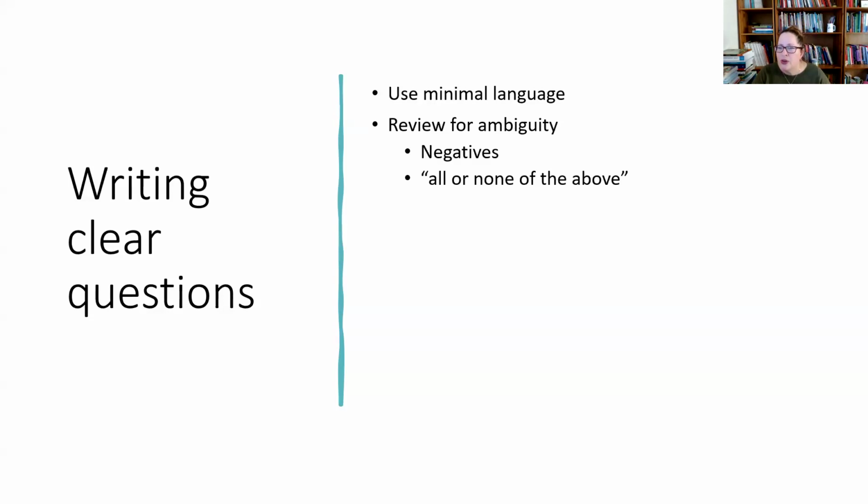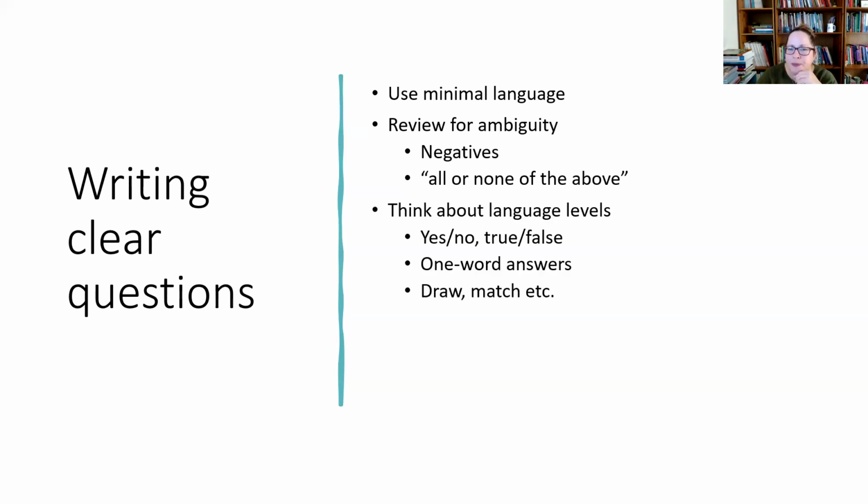Review all of your questions for ambiguity. Don't use negatives. Don't say which one of these is not an animal. Absolutely not. And if you're doing multiple choice, avoid questions that have an option of all or none of the above, because those require the students to really carefully analyze all of the answers. Even if they can recognize only one correct one, they have to go back and be really sure.